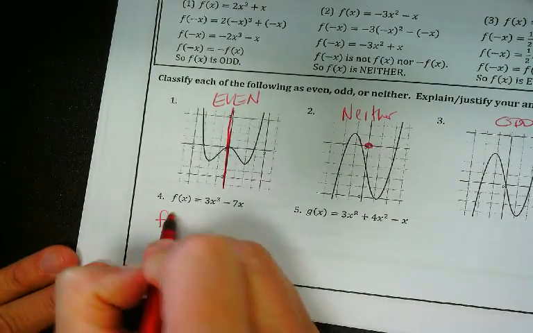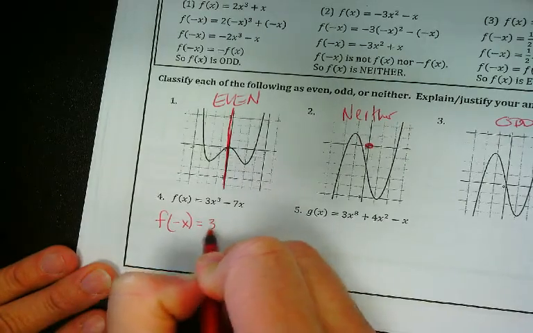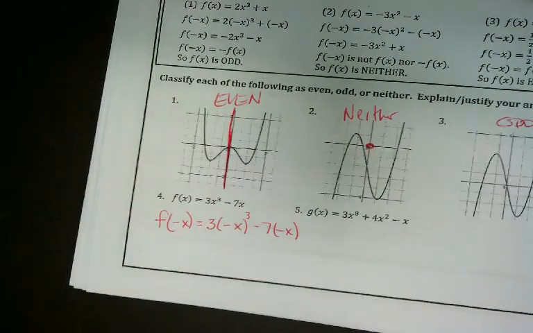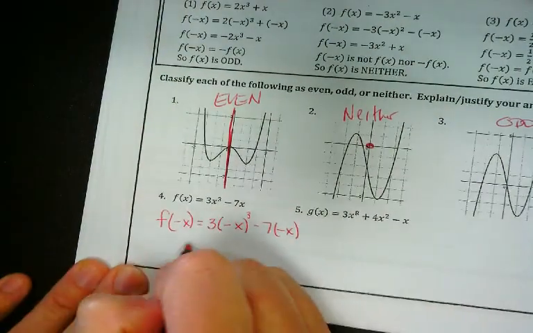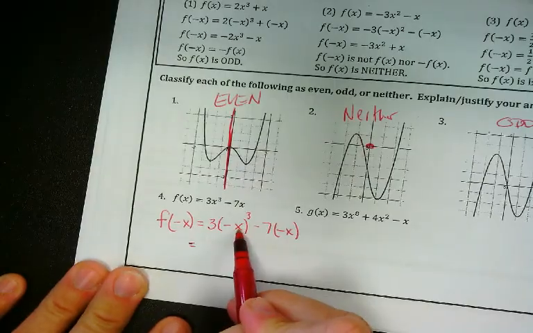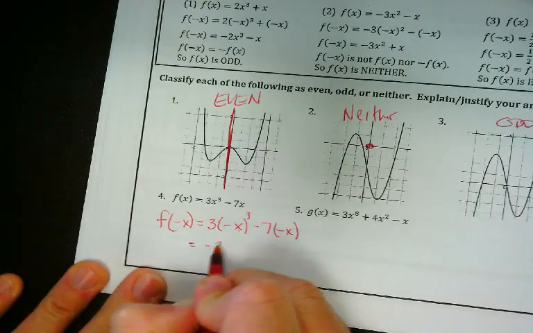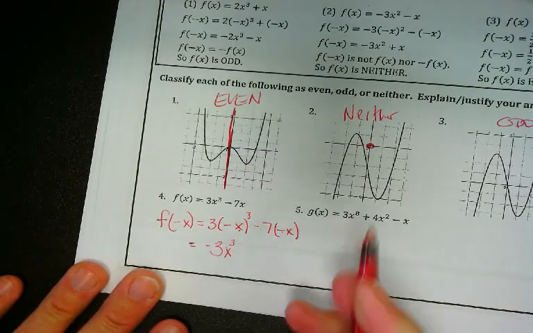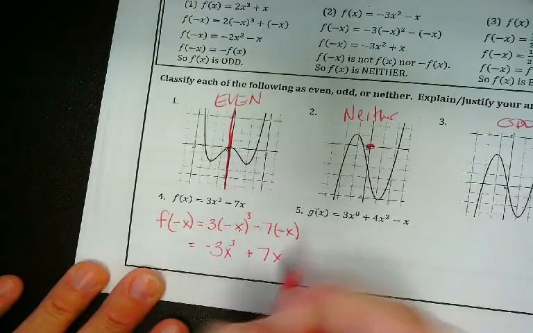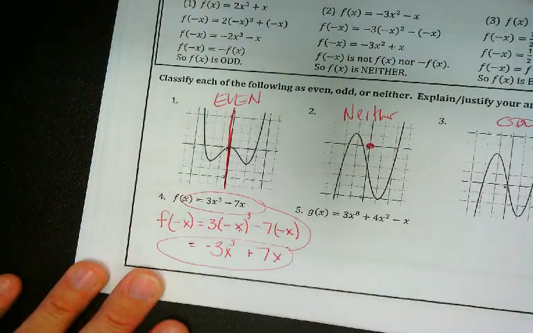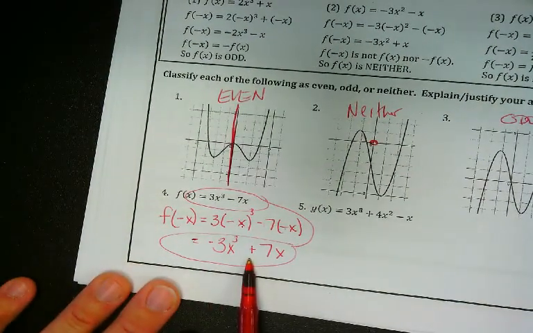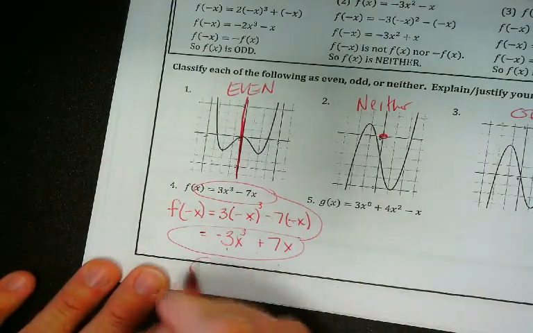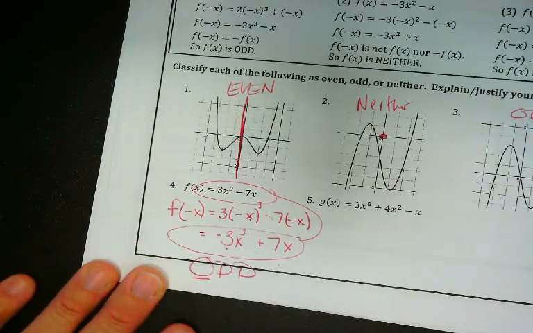So I want to test. I'm substituting in negative x for all my x's, and we'll just see what we see. What happens if we cube a negative? Do we get a positive or a negative? Negative. So this becomes negative 3x cubed. And here I just have a negative times a negative 7, which gets me a positive 7x. I'm going to make an arrow. How does that compare? Is it the exact same? No. Is it the complete opposite? Yes. Since it's the complete opposite, opposite's that O word, we say it's odd.